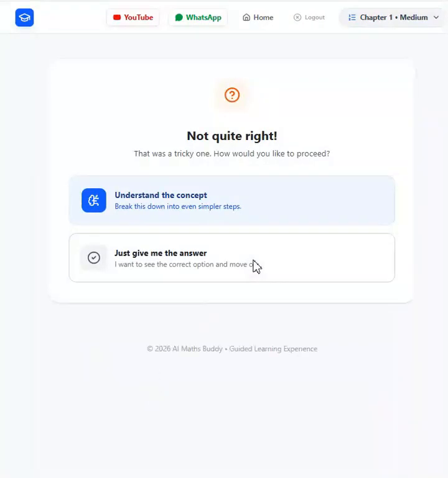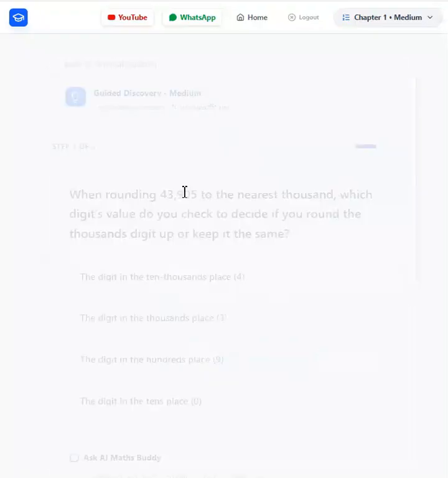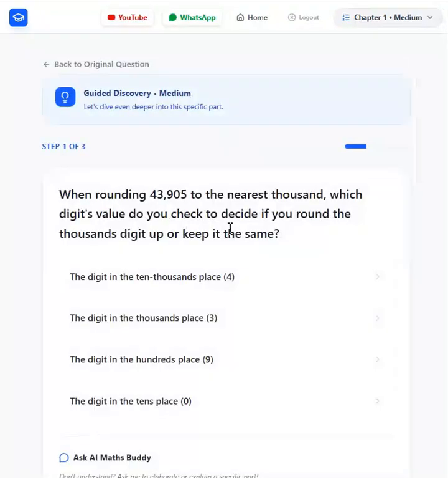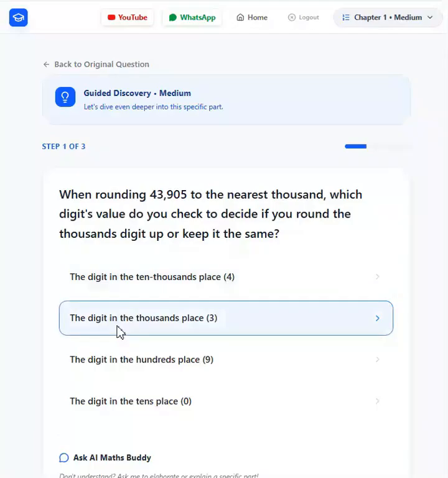Now, you have two options. Either you tell it, okay, just give me the answer, or you say, no, I want to understand this concept. I want to understand how rounding is done. So you go to Understand. Here is the first helping question for the rounding concept. It asks: when rounding 43,905 to the nearest thousand, which digit's value do you check? So it is asking, when you have to round to the thousand, do you know which digit needs to be checked? The answer is the digit in the thousands place. When you solve these three helping questions, you will be able to understand the rounding question.